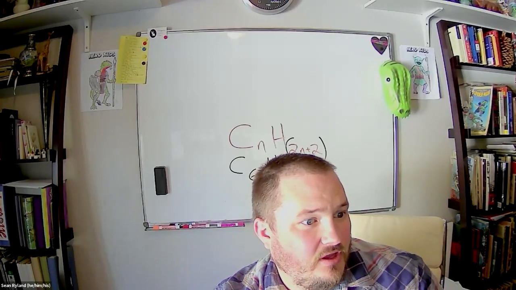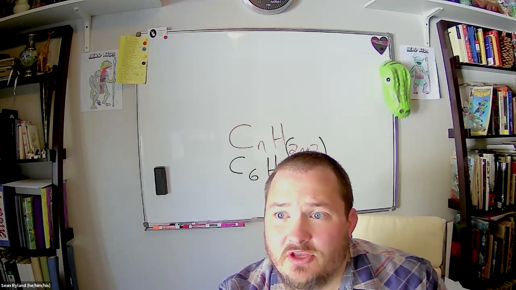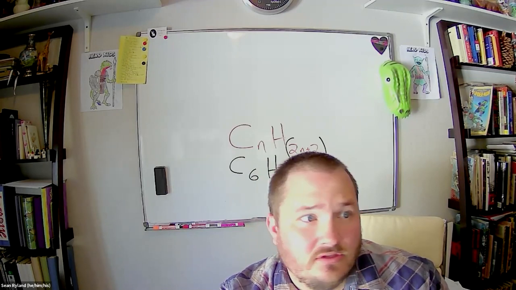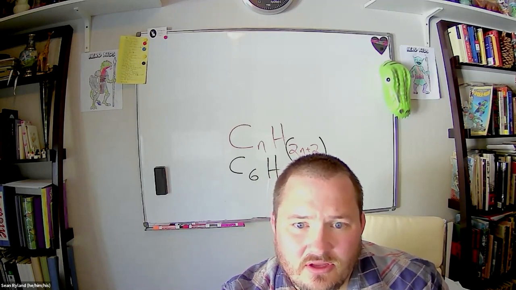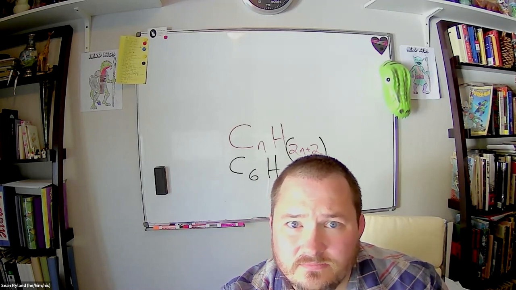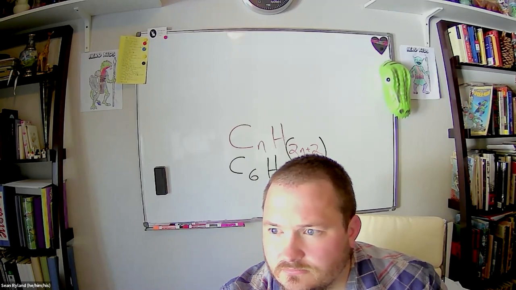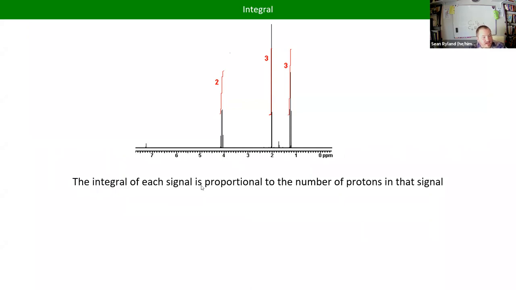Question. Yeah, hit me. Would you mind going over the peak splitting and the integration number for H NMR? Yeah, so integration is in the sense of the calculus meaning of integration. So you're looking at the area under each peak. Let me get the slides pulled up that I had earlier. So the integral of each signal is proportional to the number of protons in that signal. A lot of times you'll just see them written as whole numbers. The integral of this whole section here, the area under the entire curve, is 2 relative to the 3s over here. So it's basically how many protons are in each of the signals.